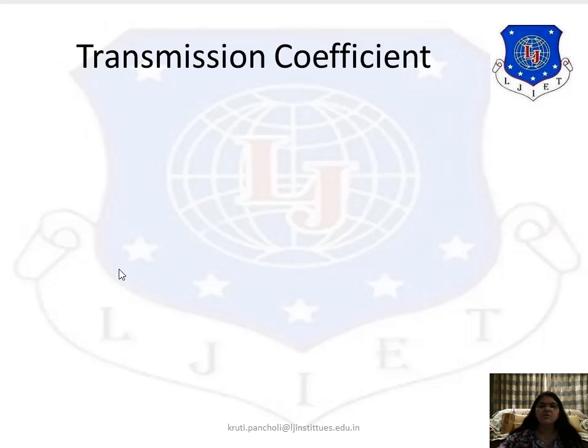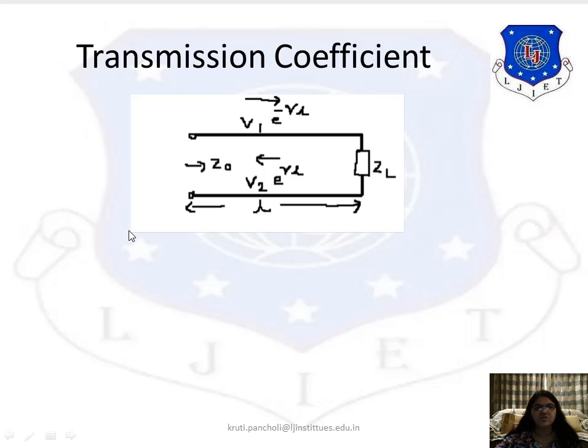Now about the transmission coefficient. The diagram is the same. Here this is the incident wave. The characteristic impedance is Z0, with the wave traveling in the source-to-load direction. It is V1 e raised to minus gamma L. In the other direction, it is V2 e raised to gamma L. And what is this L? It's the length of the transmission line.